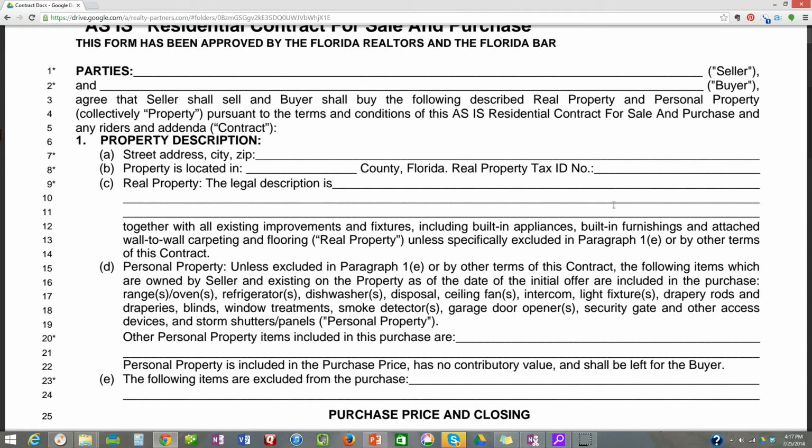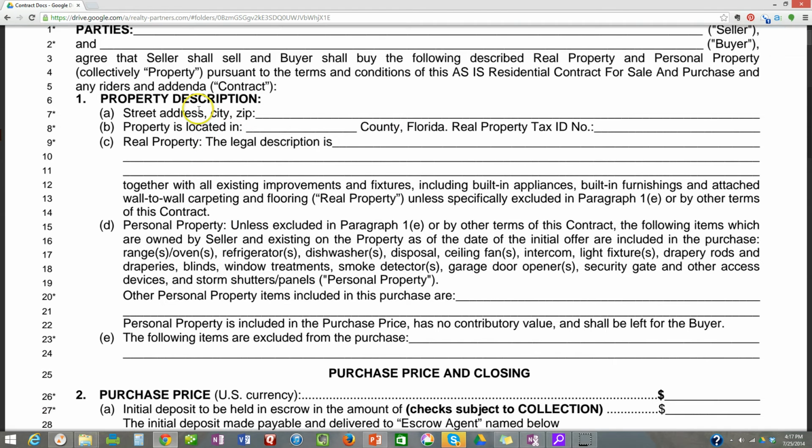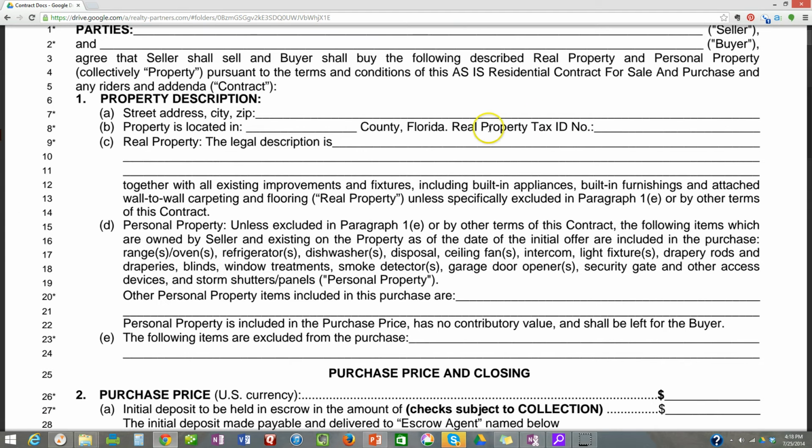But there are a few fine nuances that you need to be aware of, especially now with the new contracts that just came out. So again, this part here is pretty much the same: personal property, real property. You get the property description, located in which county, the tax ID number if you have it. It's usually on the MLS listing, or you can pull a tax bill.